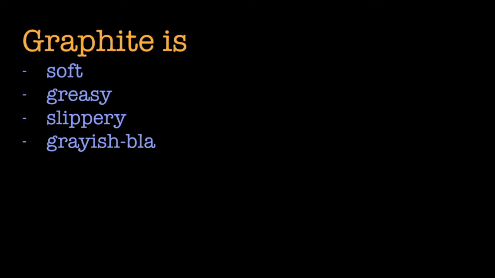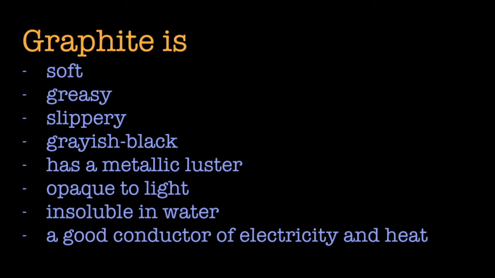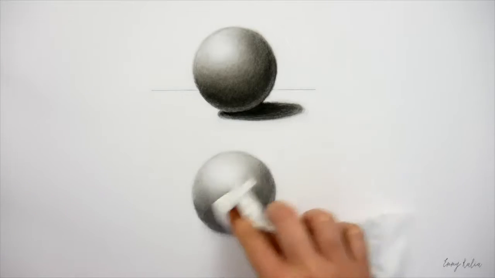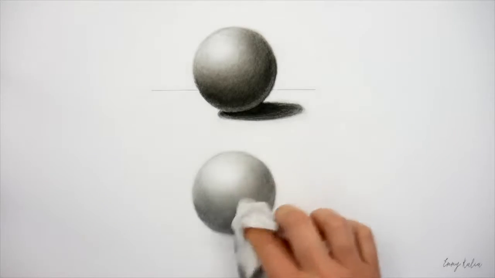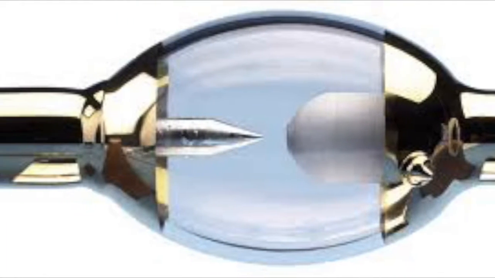So graphite is soft, greasy, slippery, grayish-black, has a metallic luster, is opaque to light, insoluble in water, and is a good conductor of electricity or heat. Graphite's major use is making lead pencils. The lead in pencils is a mixture of graphite and clay. It's also used in electrical lamp electrodes.